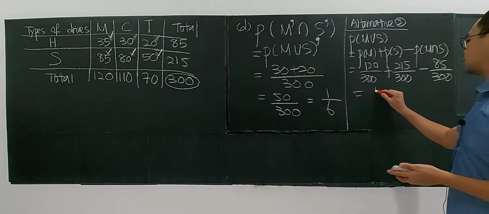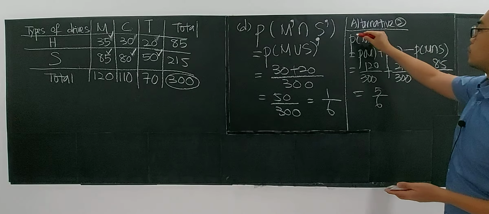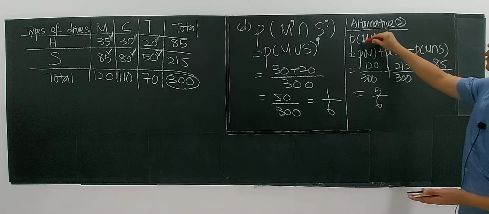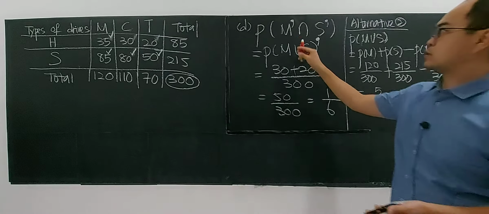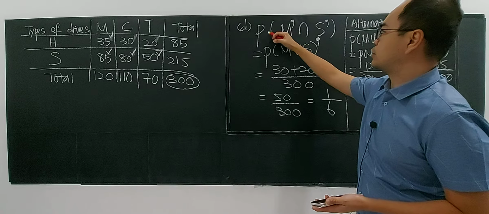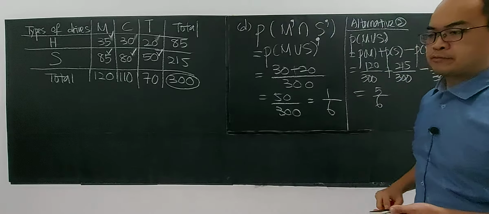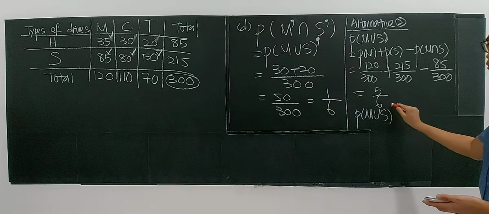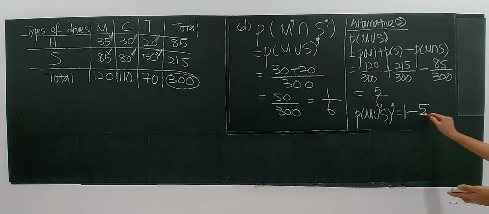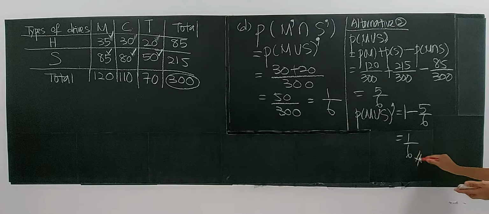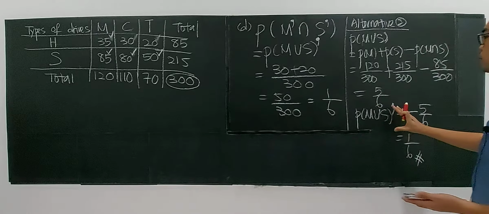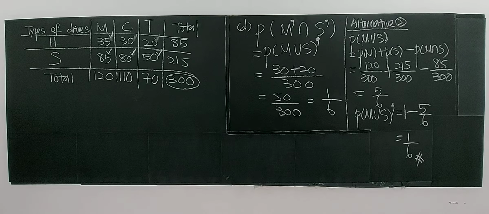So you are getting 5 over 6. This is the probability of M union S, because they want neither Malaysian nor SSD drive. So we have to take the complement of M union S, which is 1 minus 5 over 6, giving you 1 over 6. This is directly from the table of outcome, and the other is by using the formula. That's the difference, but both are good.